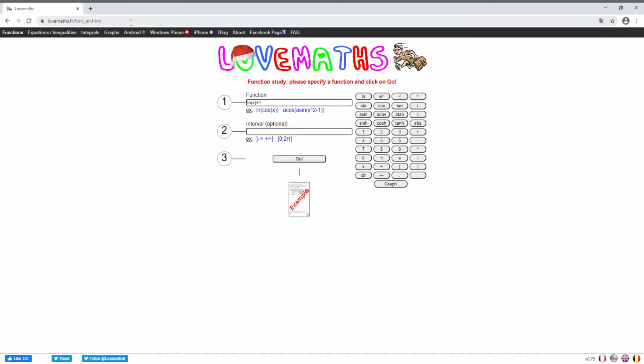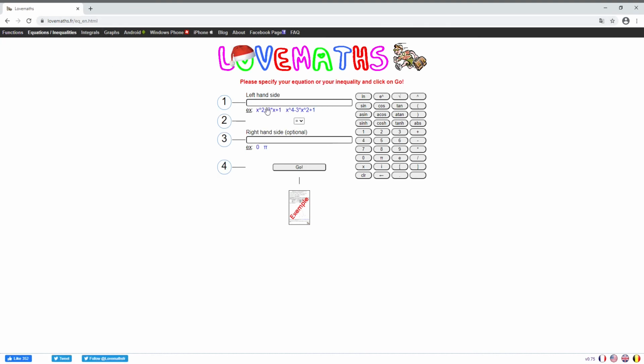The other possibility is the solving of equations or inequalities. So let's first start with an equation. For example, we take the equation x squared plus 3x plus 2, which we will set as 0 for the right-hand side. After this, we click on Go.